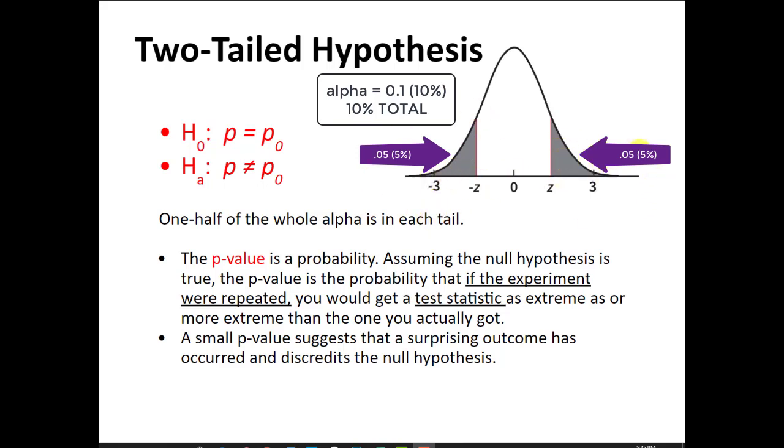It's not 10% and 10%, so it's 20% total. It's 5% and 5% for my 10% alpha. So if you have a two-tailed test, your alpha is going to be split in half, put in each tail.